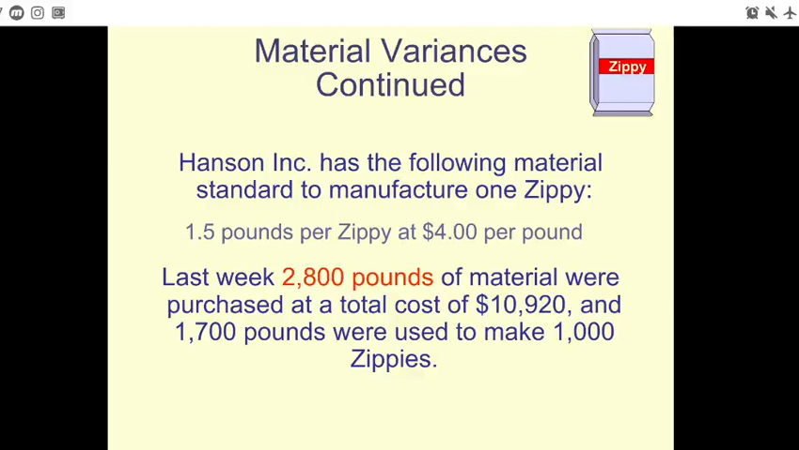Last week, 2,800 pounds of material were purchased at the total cost of $10,920, and 1,700 pounds were used to make 1,000 ZPs. So the purchase quantity is higher compared to the quantity used. For this situation, let's see how to calculate the material price variance and material quantity variance.